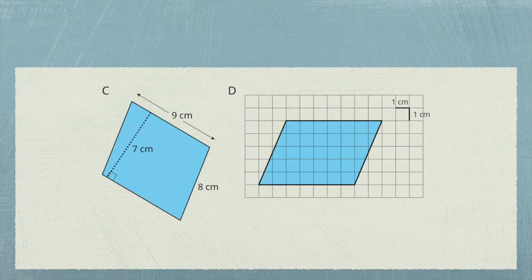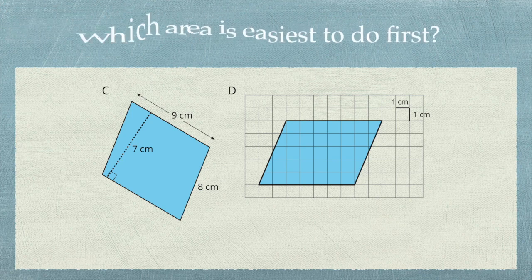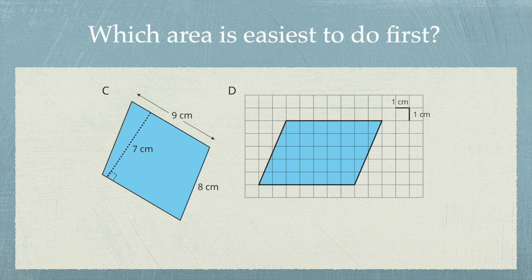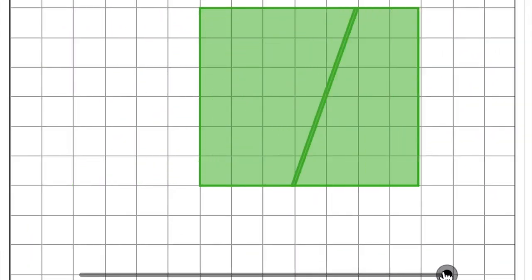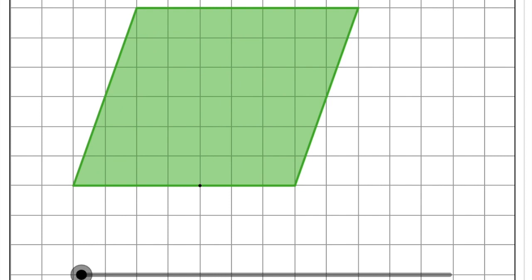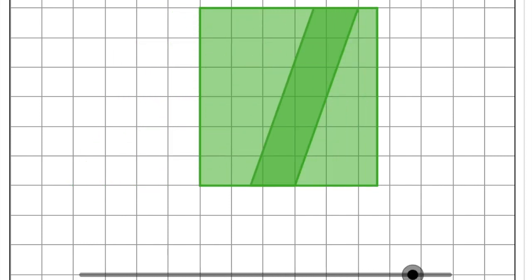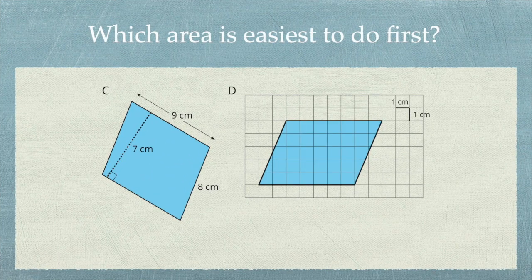So if I take a look at these 2 parallelograms, my first question is, well, which one's the easiest one to do first? Some of you might think D is the easiest one because you could just count the boxes and decompose it into a rectangle. But I think C is easier to do because I just have to multiply two things. The question is, which two? So I'm going to start off with C.